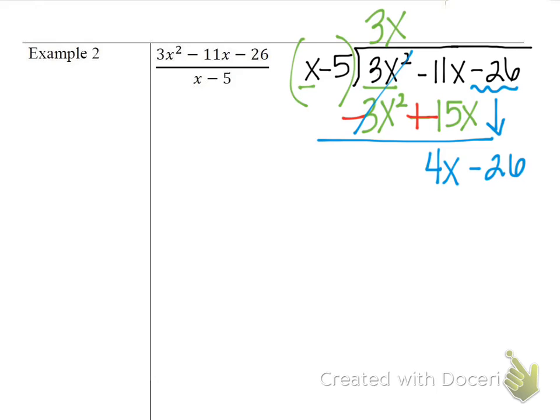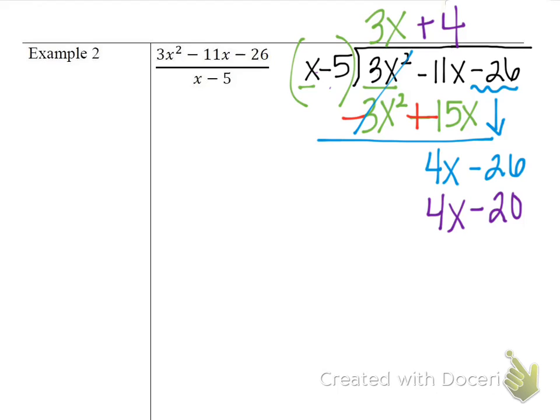Oh, this is way easy. This one's easy. It's the same. Okay, so then x times what is going to give me 4x? 4. Plus 4. So make sure you put the addition or subtraction in there. So that gives me 4x, what? Minus 20, because I multiplied 4 times 5.